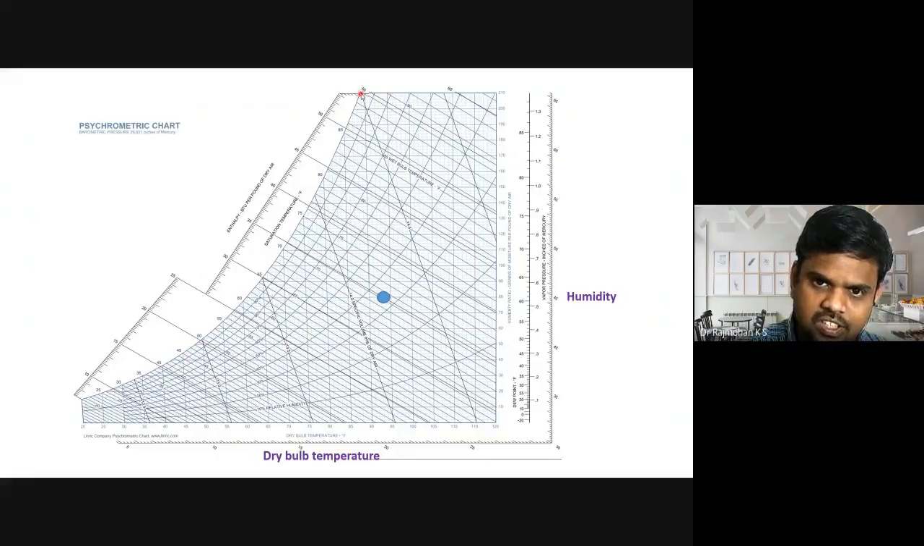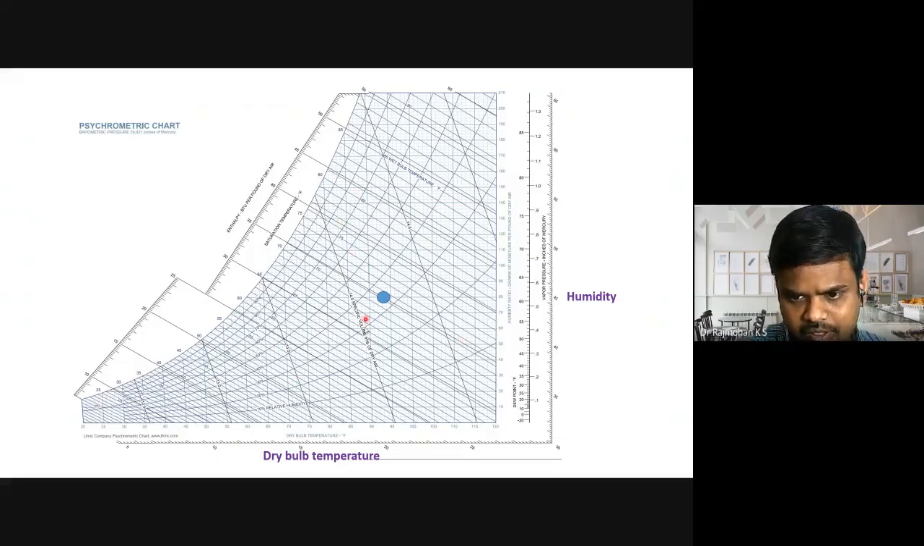So saturation is 100%. This is the 90% saturation line. You can say this is 10% relative humidity, 20%, 30%, 40%, 50%, 60, 70, 80, 90% relative humidity. So this is the 100% relative humidity line, which means it is the saturation line. Apart from these parameters, you can see a scale for dew point.